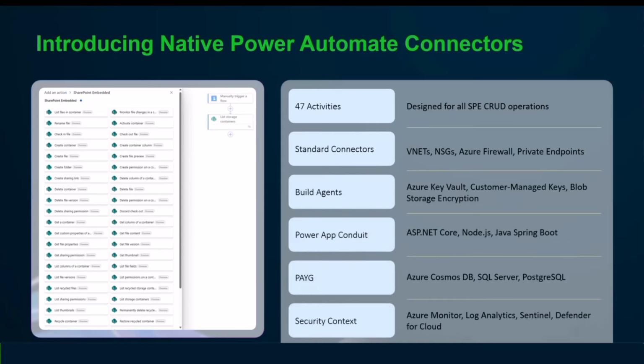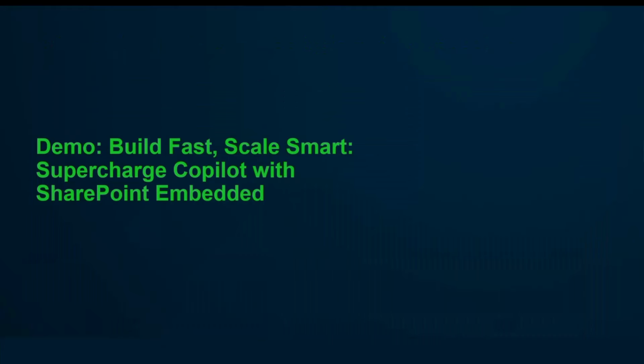There are 47 activities within those connectors. So think of all the CRUD operations that you normally do: create, read, update, delete, all is good. You can incorporate that into the pay-as-you-go subscription that you already have in your environment, and everything works just fine.